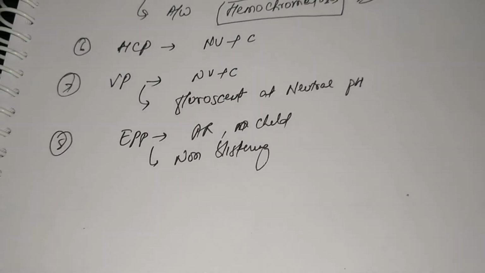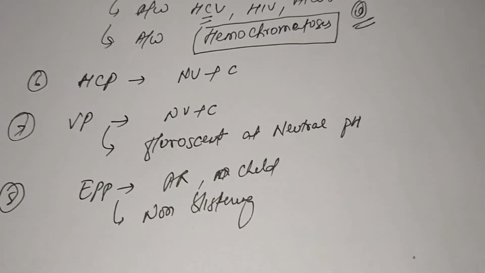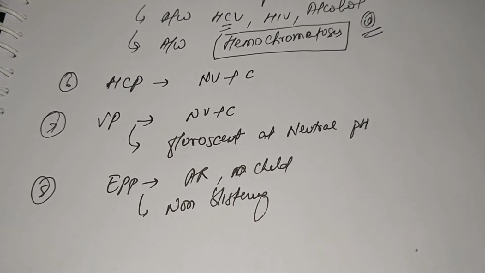And erythropoietic protoporphyria is autosomal recessive and it is most common in children. So wherever you find a child, the question is talking about EPP, erythropoietic protoporphyria, and it is non-blistering.